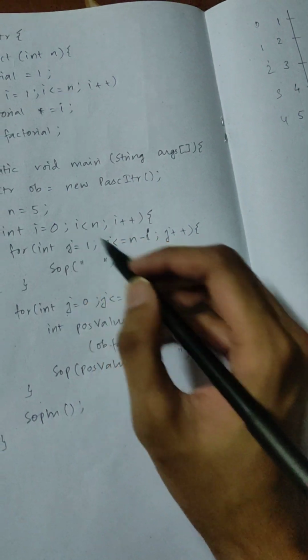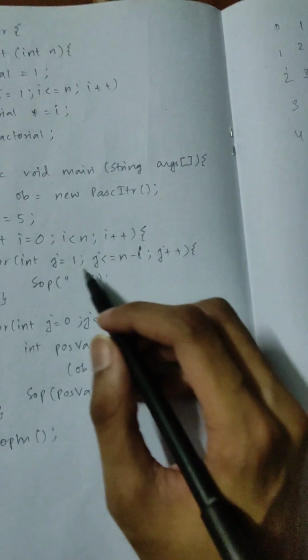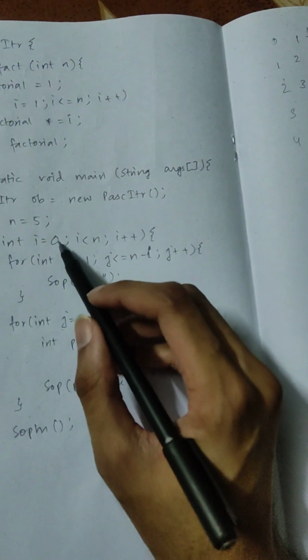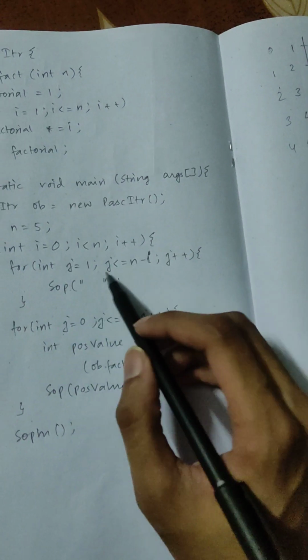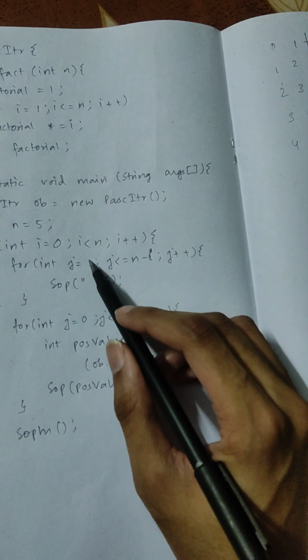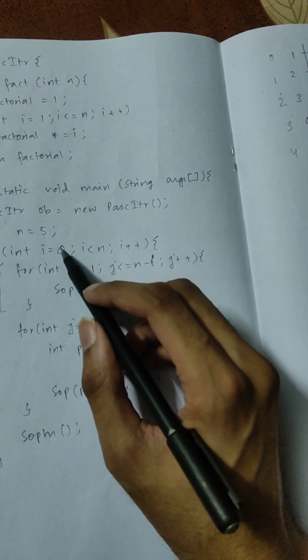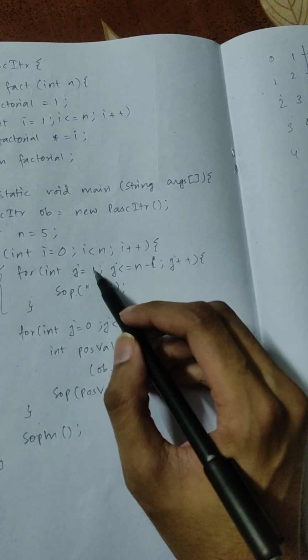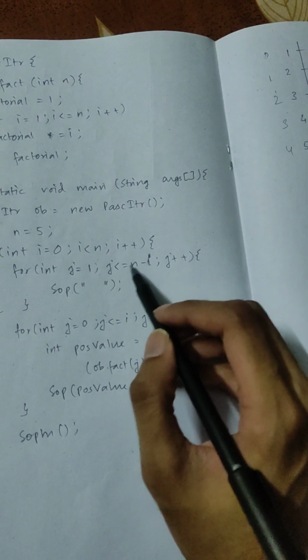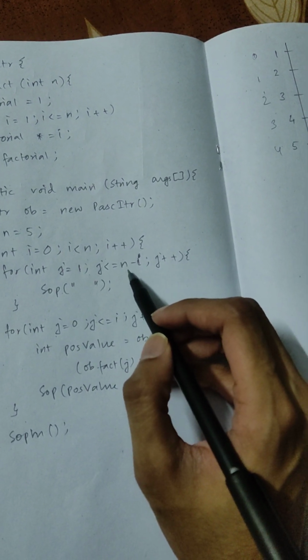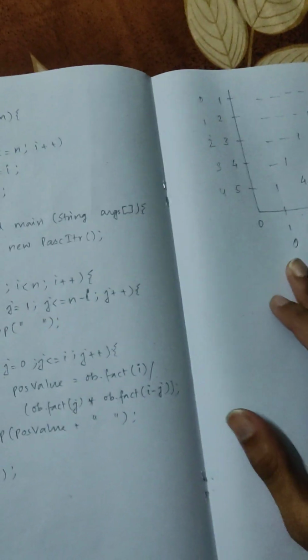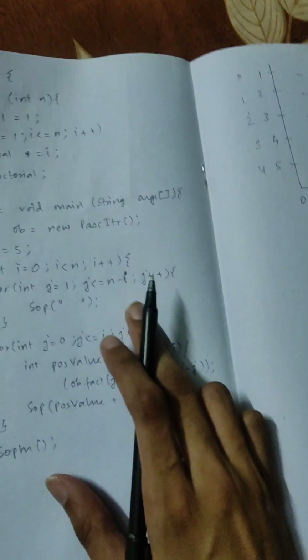So as i increases, the number of spaces decreases, because when i is equal to 0, the space will continue from 1 to 5 minus 0. Then when i is equal to 1, the space will continue from 1 to 5 minus 1, that is 4. So 1, 2, 3, 4, only 4 spaces. In this way the spaces are getting calculated.